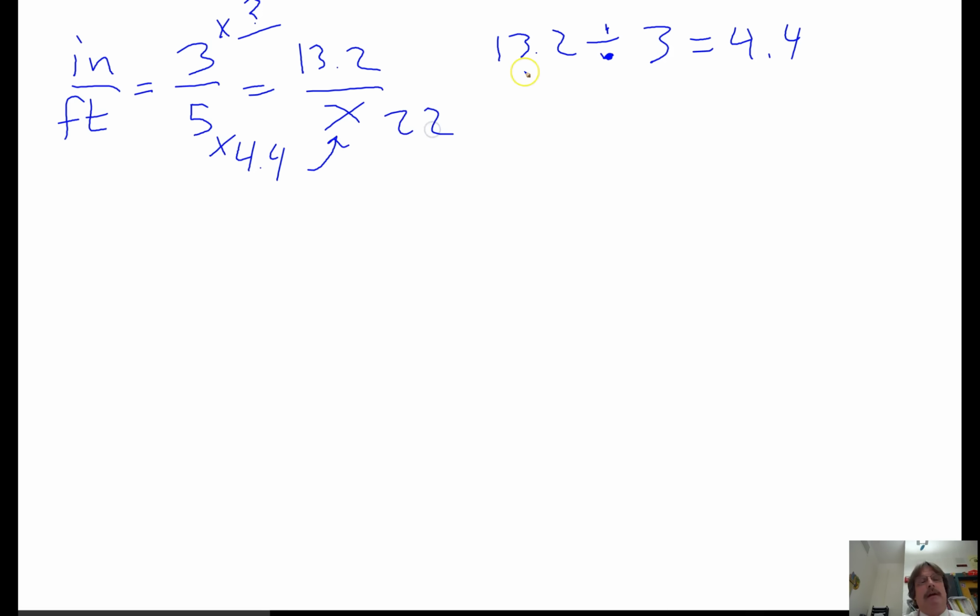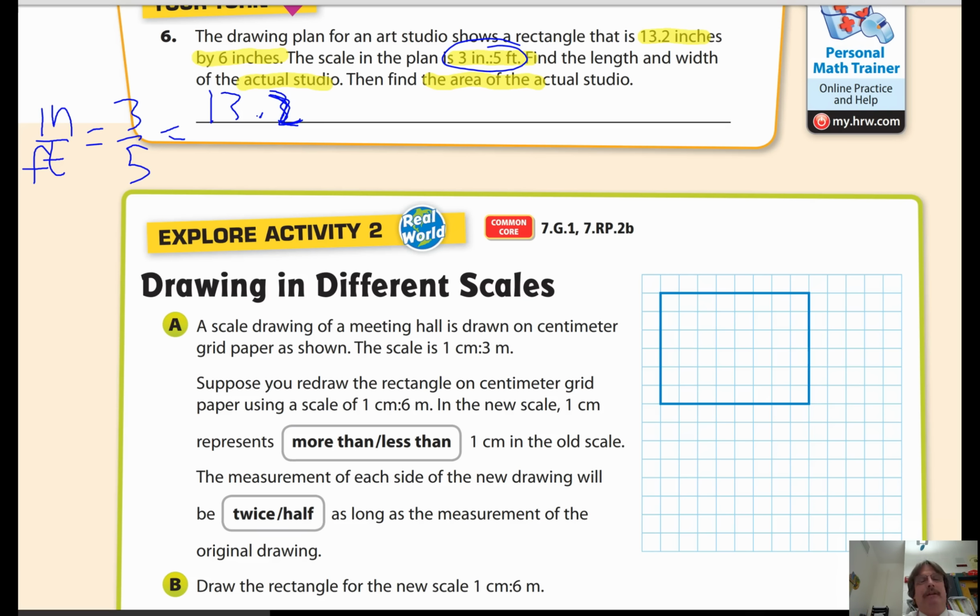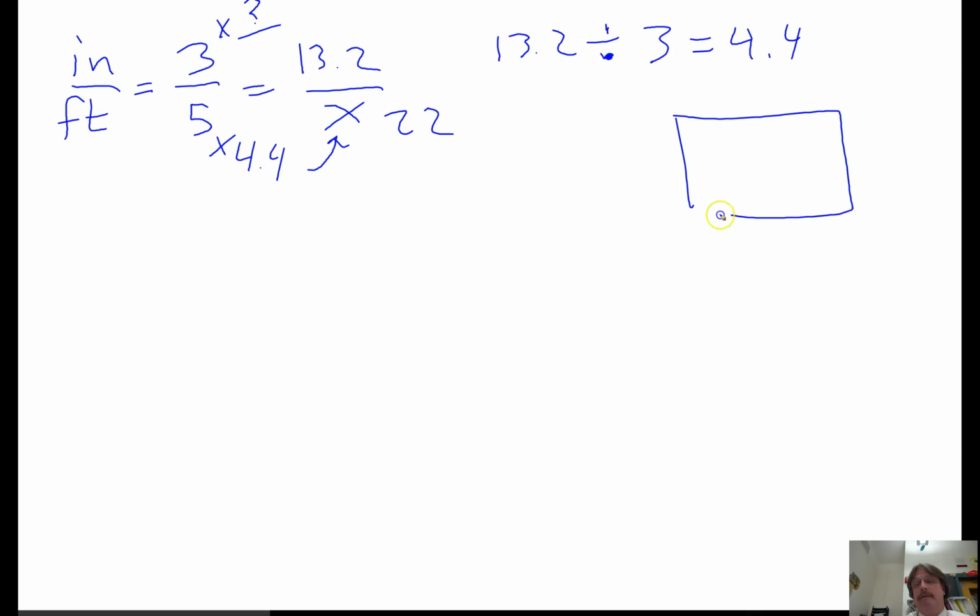and that's going to equal 22. So if you do your drawing, and that's the other thing I recommend, it says that the drawing plan for an art studio shows a rectangle as 13.2 by 6 inches. Do the drawing to help you out. So now I have this drawing. This is my 13.2, so now I know that that's going to be 22. And I go ahead and I do this again.